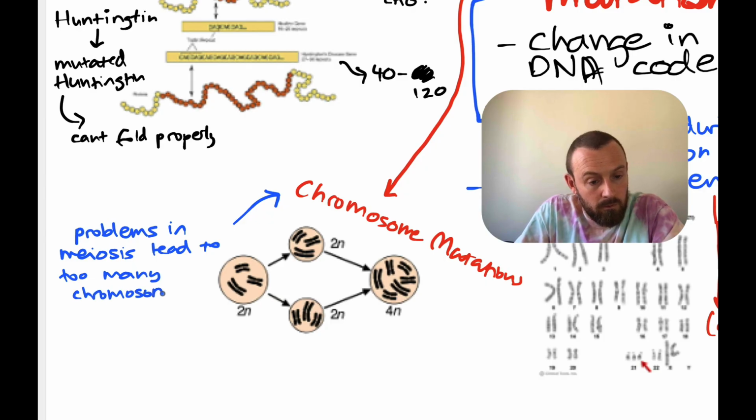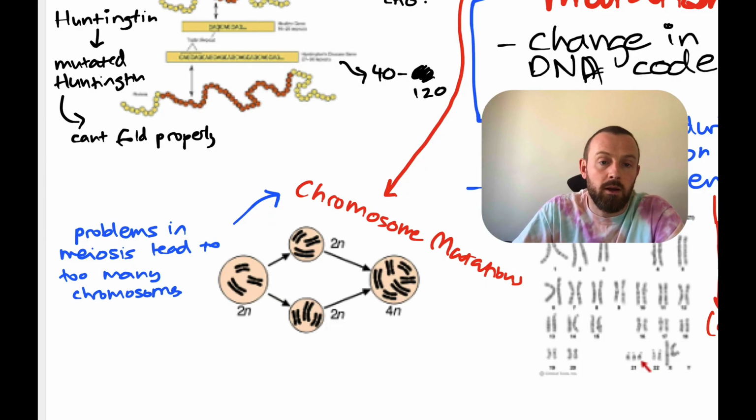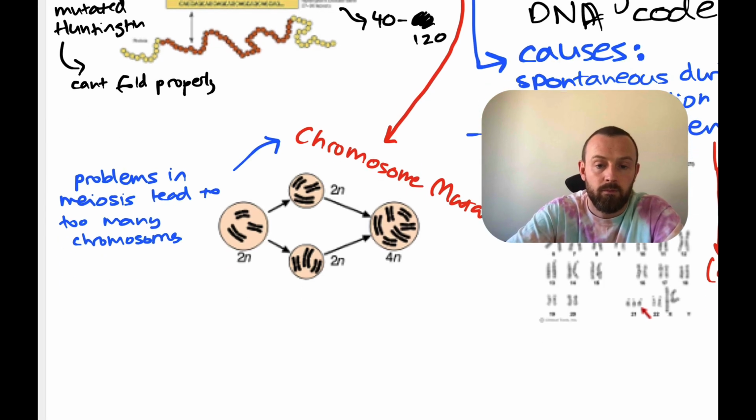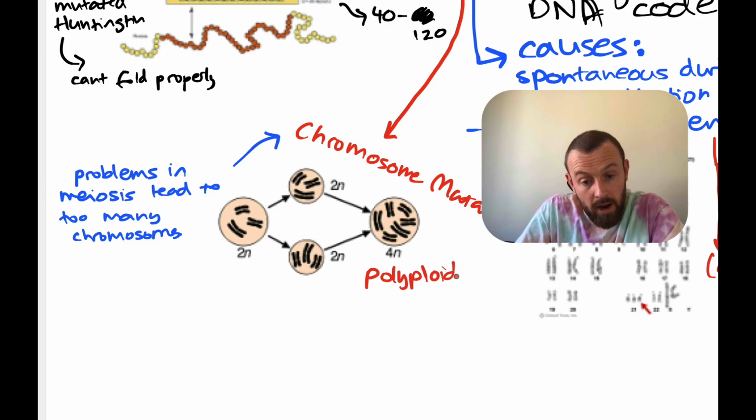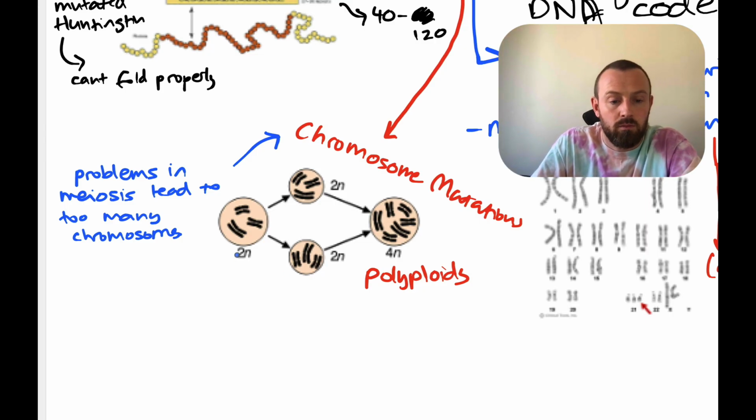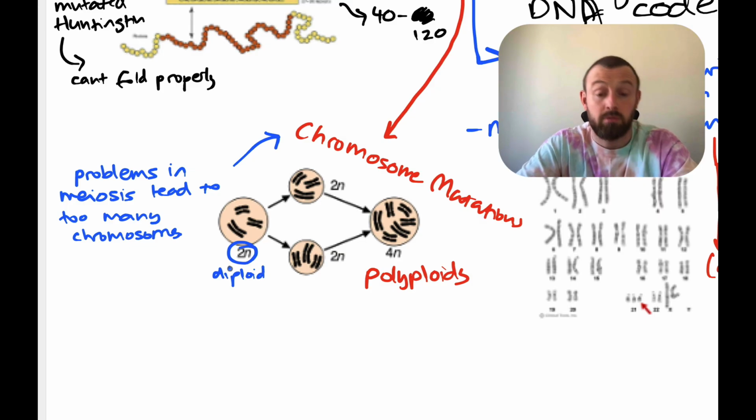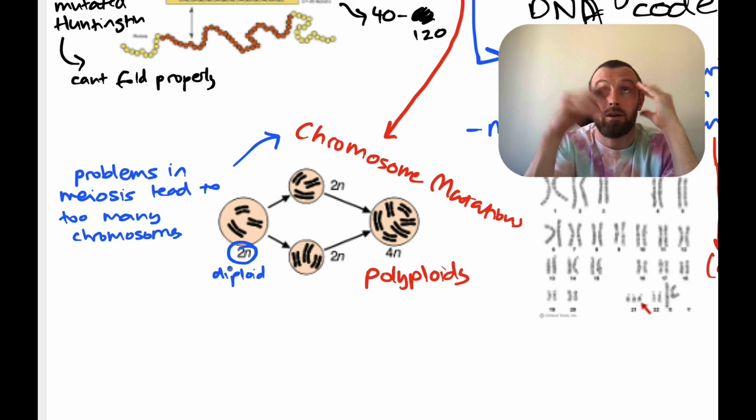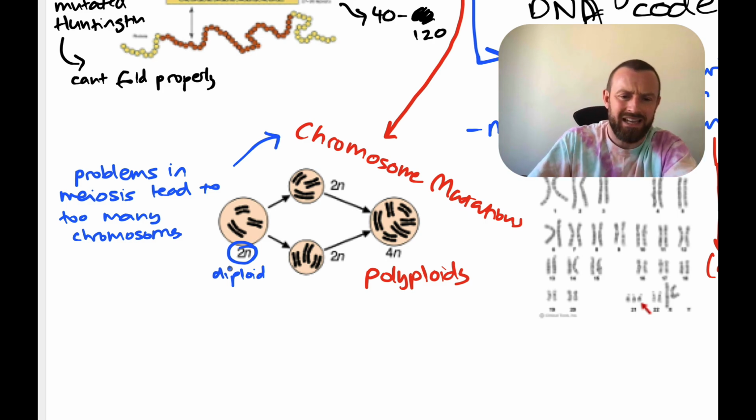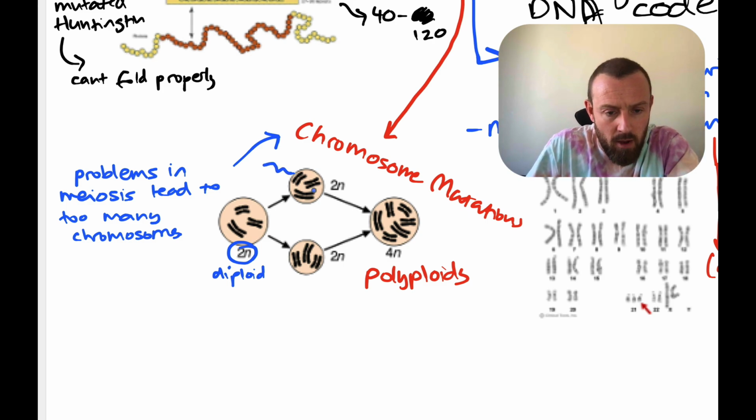So one word related to this is polyploidy. This is when an organism starts out diploid, but due to a severe mess up in meiosis, you have diploid gametes joining together. So this is like a diploid sperm.